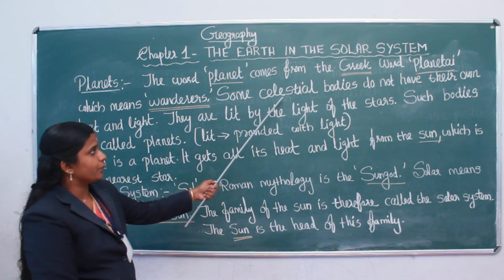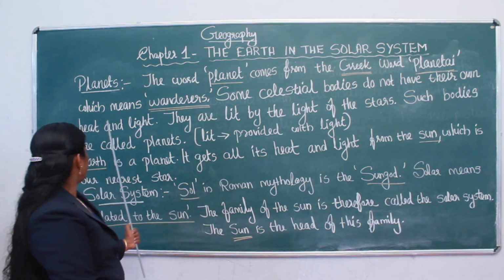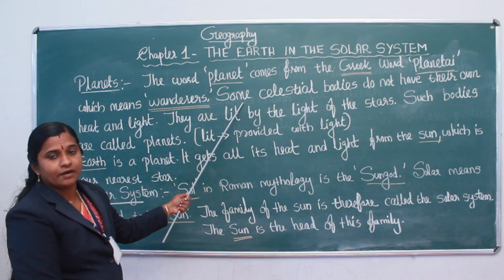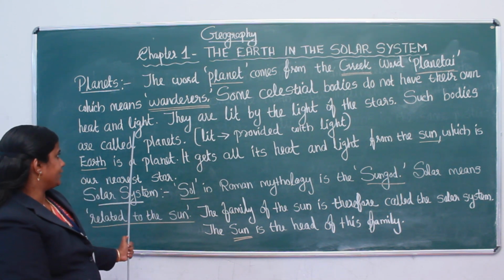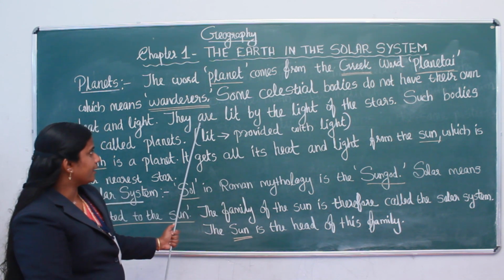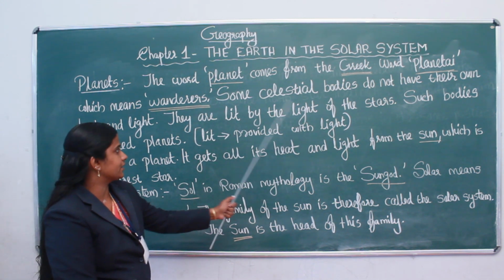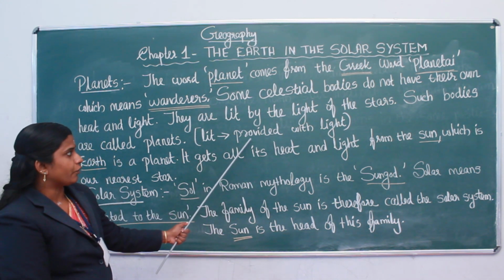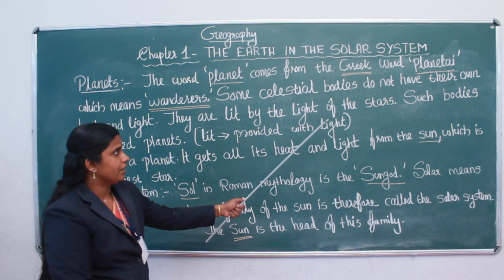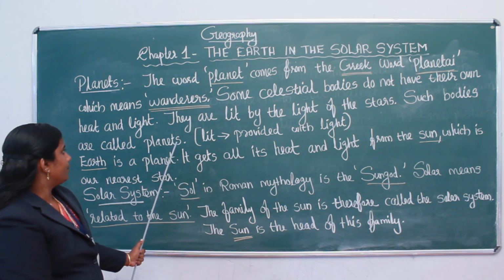Some celestial bodies do not have their own heat and light. They are lit by the light of the stars. What is the meaning of lit? Provided with the light. Such bodies are called planets.